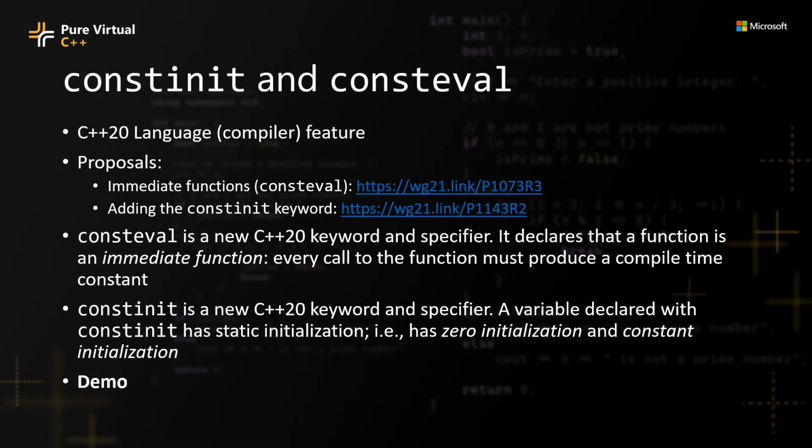A variable declared with constinit means that it should have both zero initialization and constant initialization. As for consteval, it specifies that a function is an immediate function. What's an immediate function? It means that every call to that function produces a compile-time constant. Let's have a quick demo.